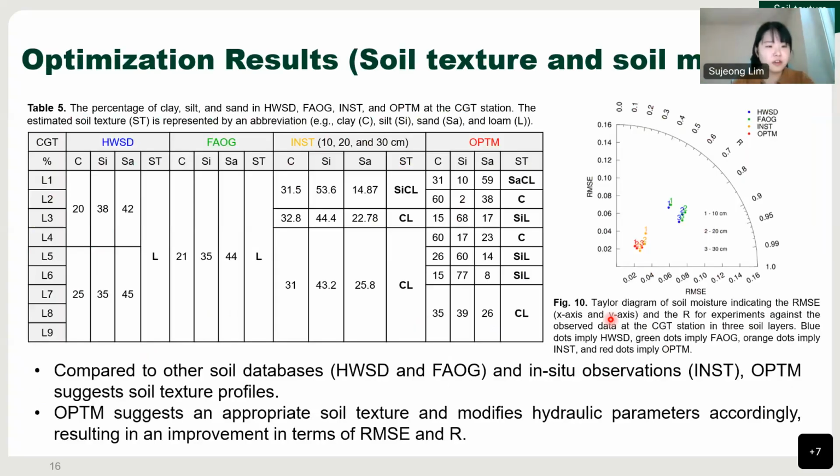So these are the results. When we investigate the soil texture, the soil database has simple soil texture information, reporting loam. The in-situ observation provides a percentage of clay, silt, and sand at 10, 20, and 30 centimeters, and they report silty clay loam and clay loam. On the other hand, our OPTM experiment suggests a soil texture profile and modifies hydraulic parameters accordingly, so it results in improvement in terms of RMSE and R.